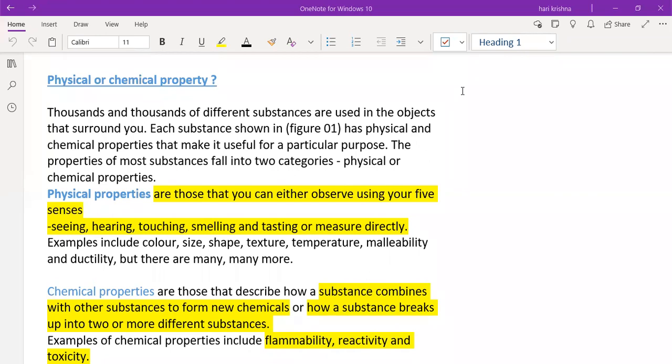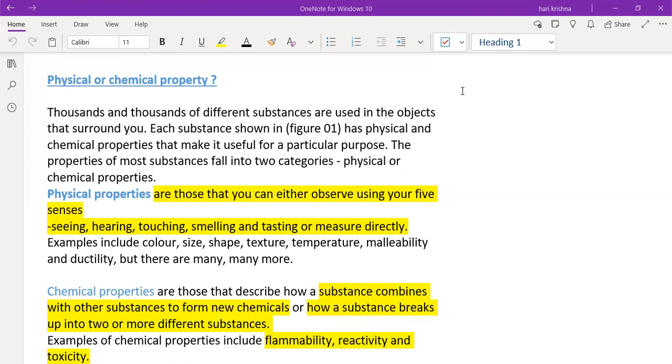Okay. So whatever changes happen in our surroundings will be classified into two types. One is a physical change, the other one is a chemical change. Then what is the meaning of physical change? Changing the physical properties is called a physical change, right? So whatever changes happen due to the change in physical properties of the substance is called a physical change.